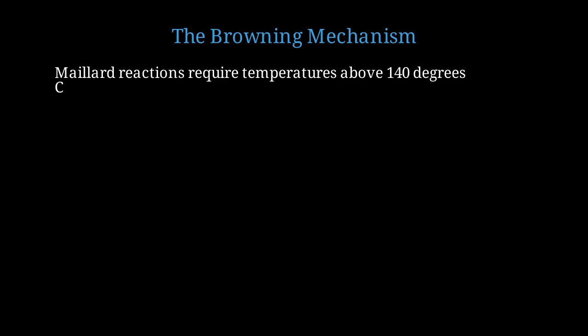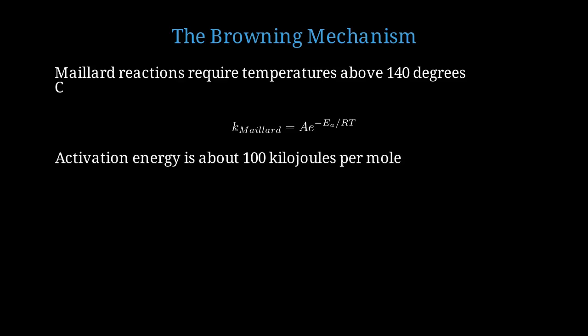Now let's understand why these spots turn dark brown or black. The Maillard reaction, which creates browning, requires temperatures above 140 degrees Celsius, but it accelerates dramatically above 160 degrees. The Maillard reaction rate follows Arrhenius kinetics. K equals A times exponential of negative activation energy, EA, divided by RT. For typical Maillard reactions in dough, the activation energy is about 100 kilojoules per mole. This high activation energy means the reaction rate doubles approximately every 10 degrees Celsius increase in temperature.